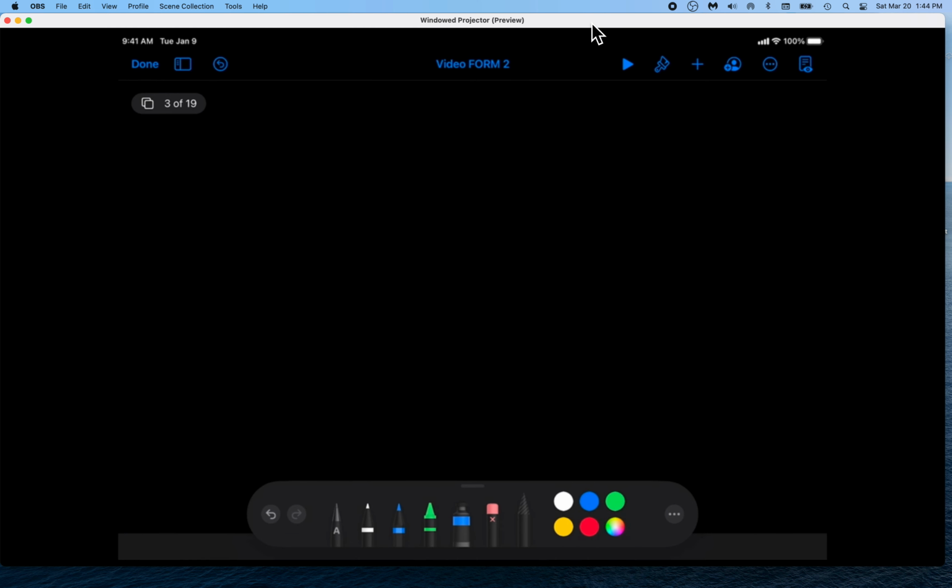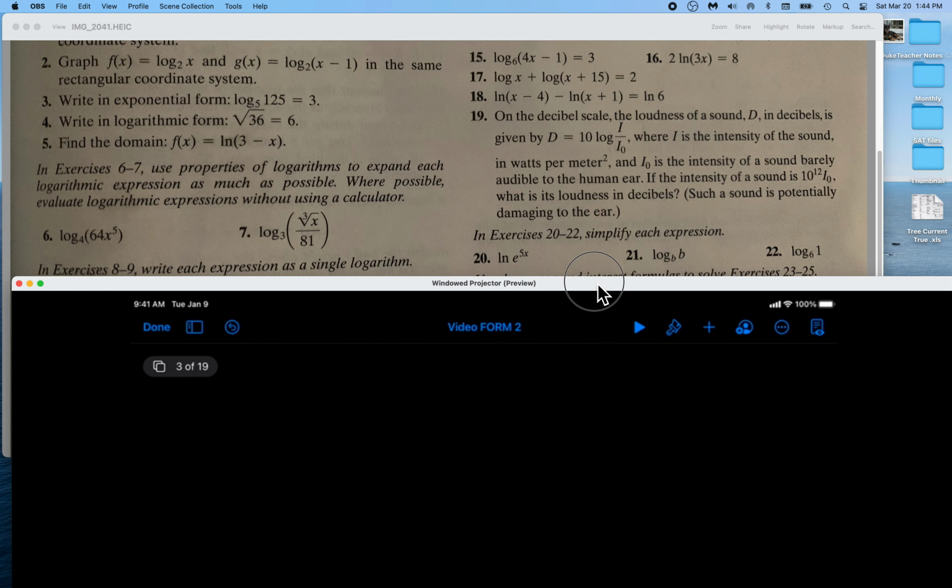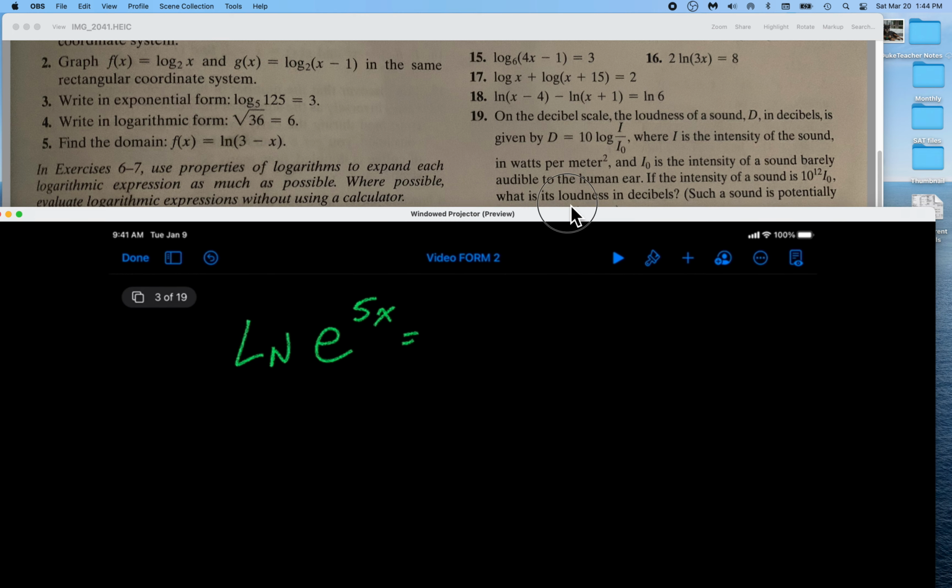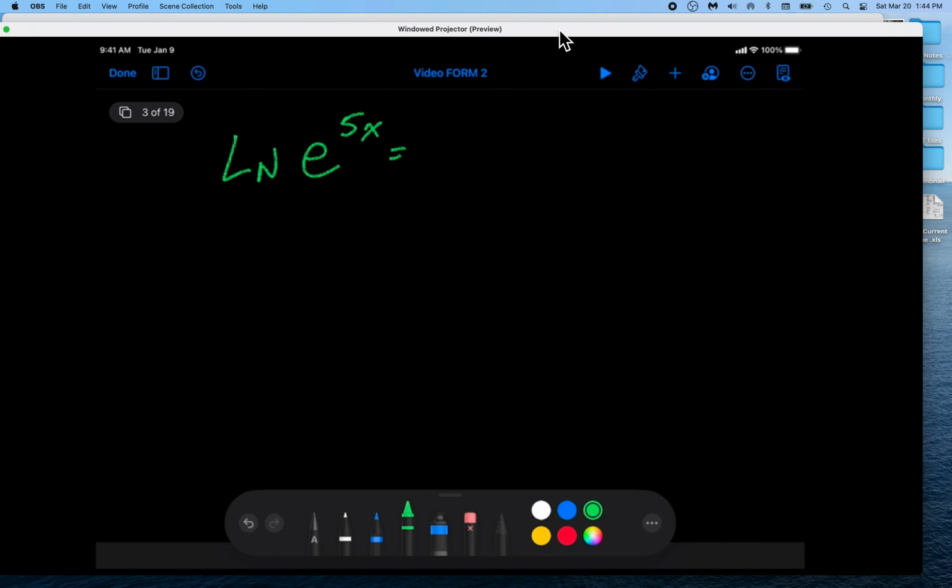Next one, number 20. Simplify each expression. So let's do that. Natural log of e to the 5x. So what do we notice? If you put the hidden exponent of the natural log, we have the base of the logarithm matching the base of the argument. That means we can cancel them out. And our final answer is 5x.